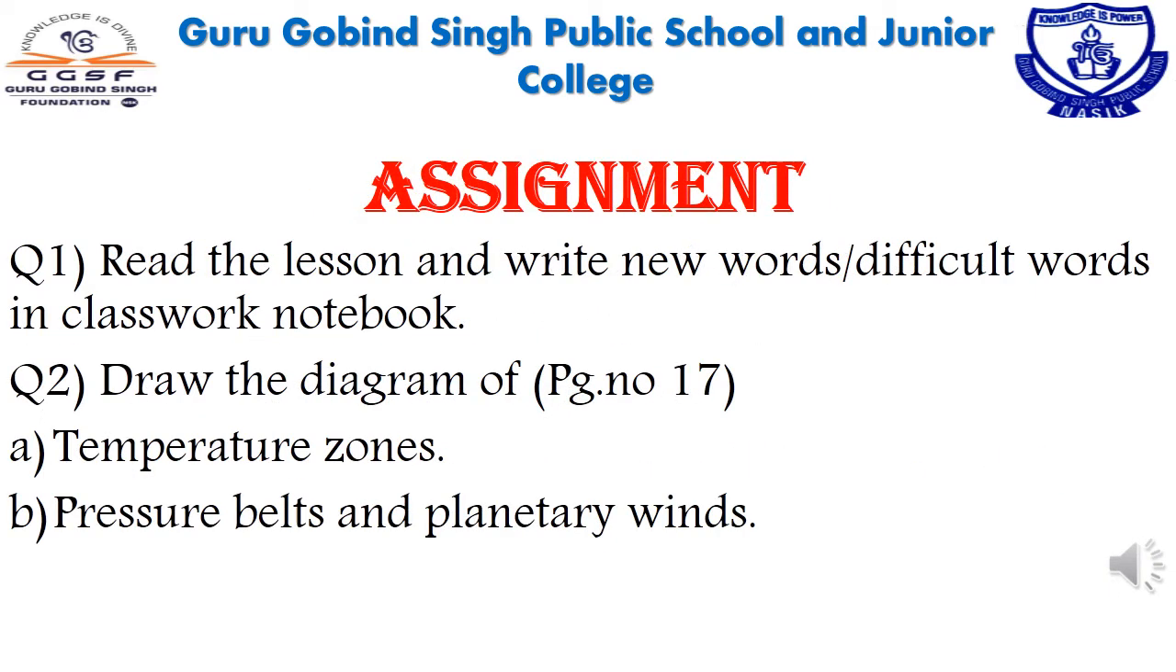Now the assignment. Question number 1: read the lesson and write new words or difficult words in the classwork notebook. You have to draw the diagram given on page number 17: temperature zones, the pressure belts and the planetary winds.